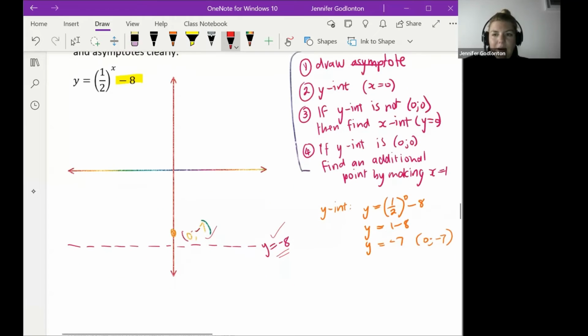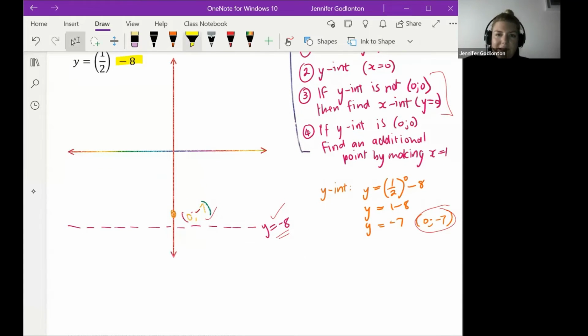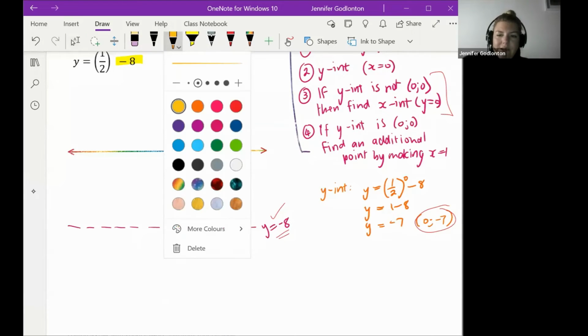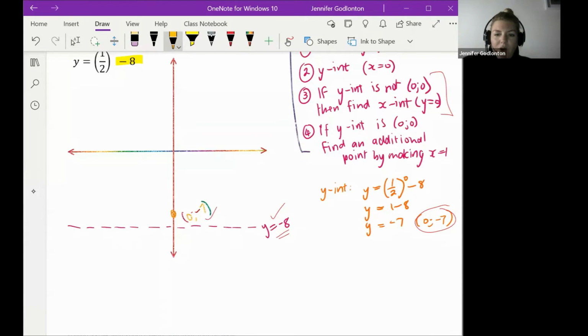Okay. So let's read our instructions. If y is not 0, 0, which means we can do step 3, then we can find the x-intercept. Okay, so now we're going to try and find our x-intercept. For our x-intercept, we need to make y equal to 0. So 0 is equal to 1/2 to the power of x minus 8. Okay. First step, we need to move that 8 over. So 8 is equal to 1/2 to the power of x.